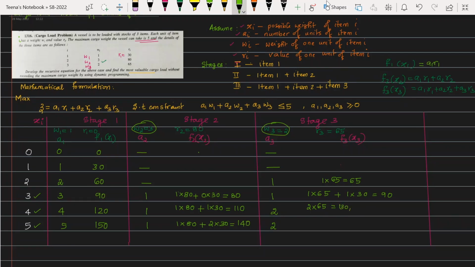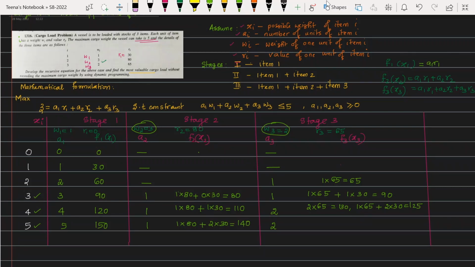Now let me write here the other possibilities as well. You can take 1 unit of item 3, so that gives 1 into 65. Then 1 unit of item 3 will give you a weight of 2 units. Then plus 2 more units is required. That 2 more units can be taken from the first item, so 2 into 30. So that is another option. So 65 plus 2 into 30, 65 plus 60, it is 125. So these are the two possibilities that arise in this particular stage.